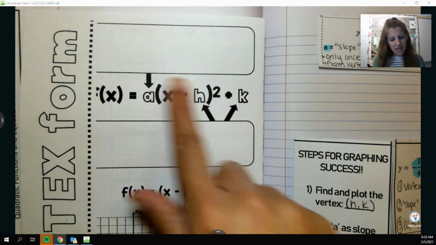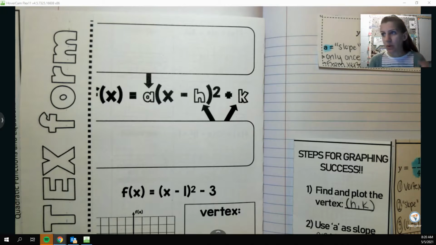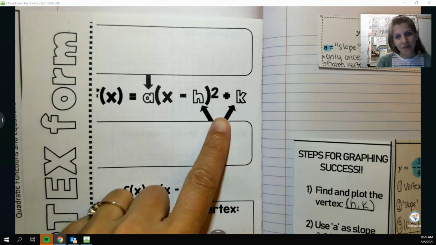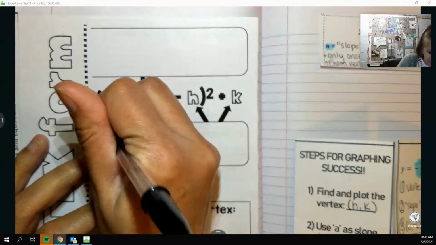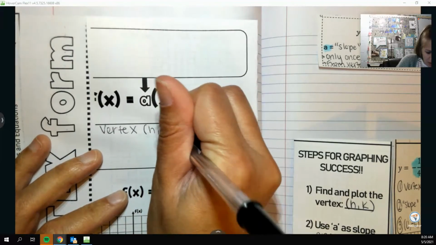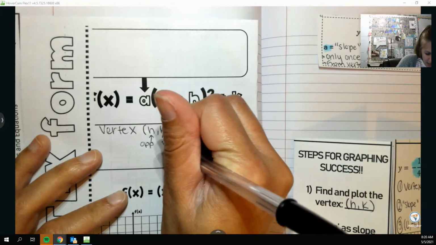Alrighty guys, let's summarize our vertex form again, and then we're going to try a whole bunch more examples. So actually the first values that I kind of like to find are the vertex values. So H and K make up your vertex, and we want to remember that H is opposite, K stays the same.